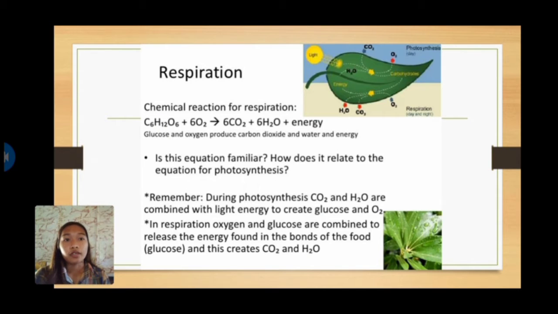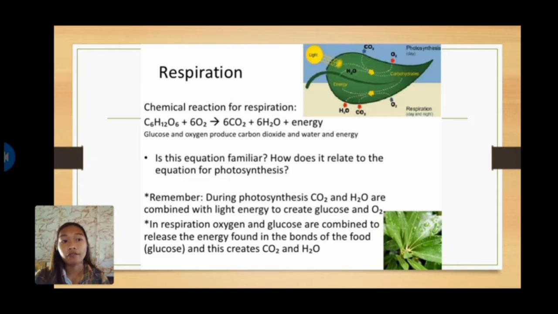These are the chemical reaction for respiration. Glucose plus oxygen produce carbon dioxide plus water plus energy, or the ATP. Is this equation familiar? How does it relate to the equation for photosynthesis?